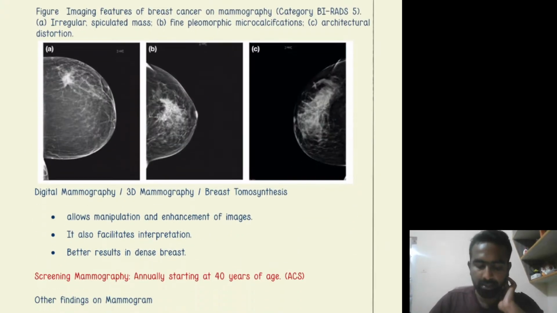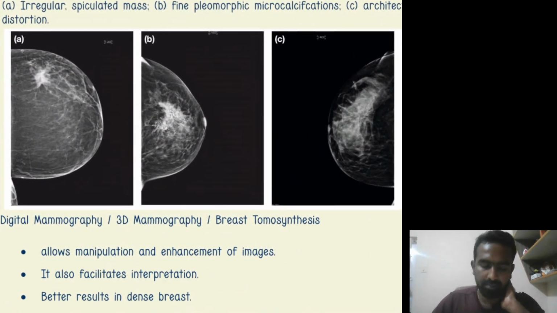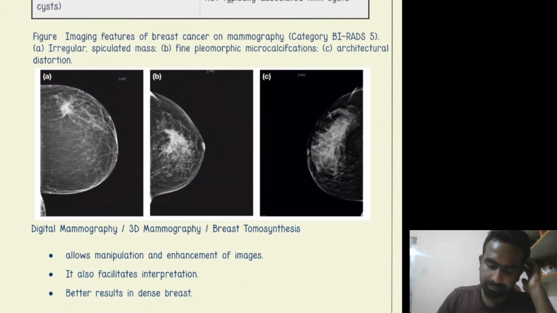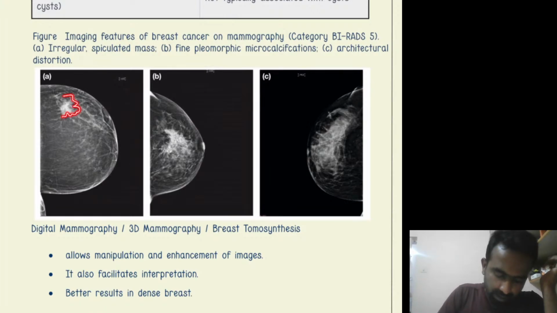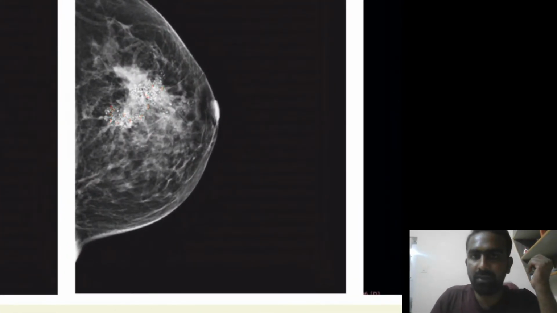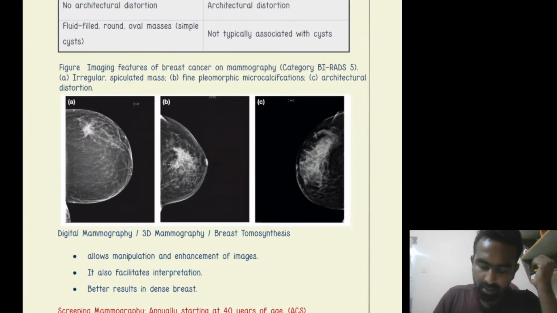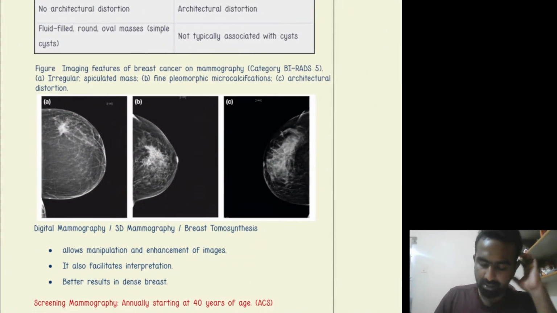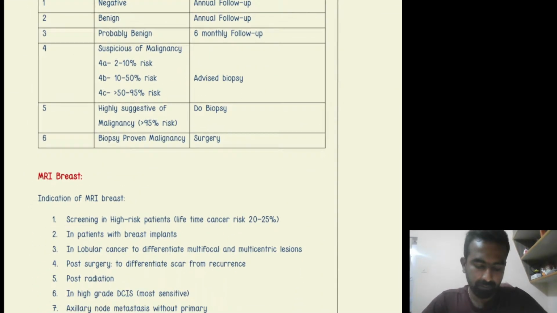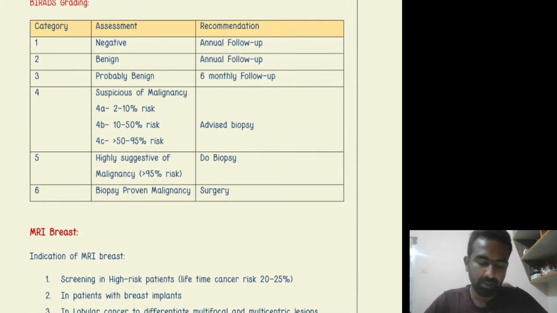Okay, we saw the differences between the mammographic findings in benign breast diseases and malignant breast diseases, and these are the malignant breast disease on mammography. Can you see here, there is a mass which is irregular, and can you see here, fine small amorphous powder-like calcifications. So these are all features of microcalcifications, or features of malignant disease.